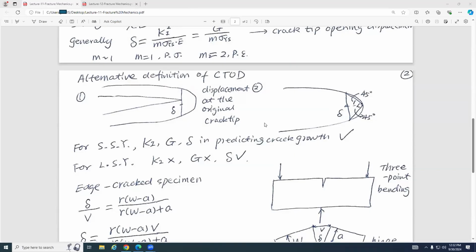So these are the two observations. For small scale yielding, KI and delta in predicting crack growth are okay. But for large scale yielding, where KI fields and G fields fail, only delta works up to now.